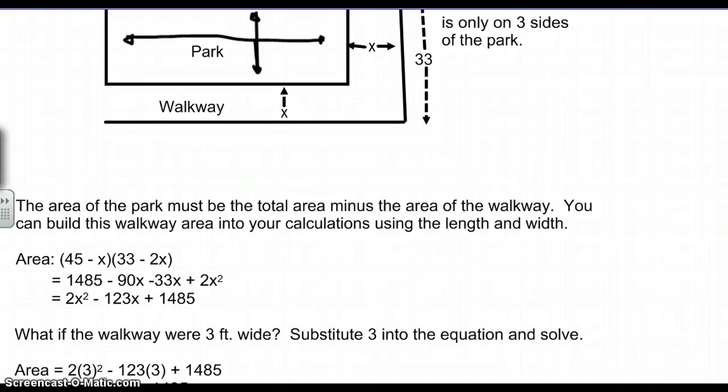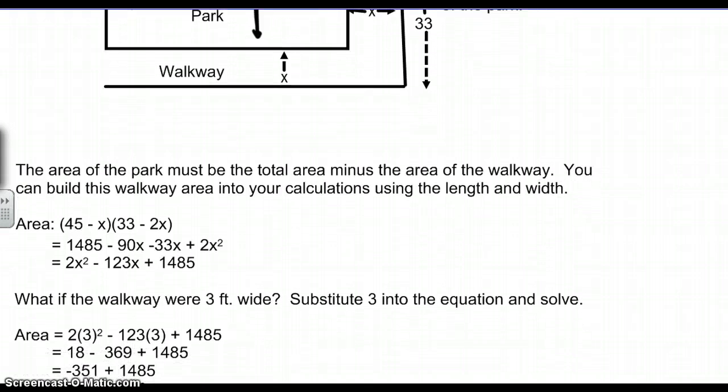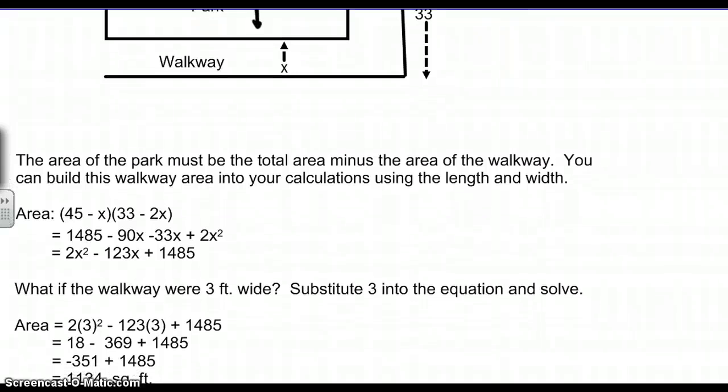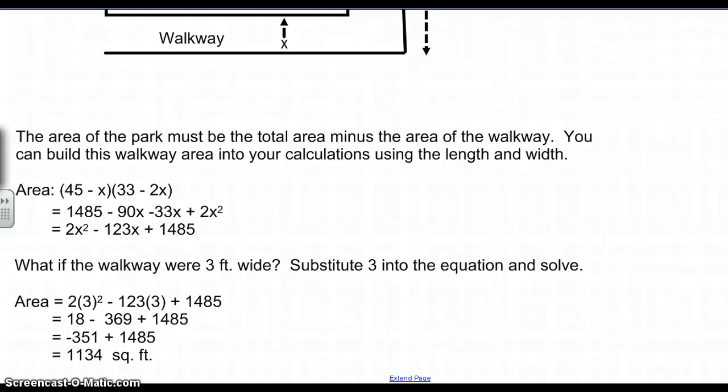When you multiply these out, 45 minus x times 33 minus 2x, you get 1485 minus 90x minus 33x plus 2x squared. Put all those terms in the correct order. Remember, the highest exponents go first, so it's 2x squared minus 123x plus 1485.